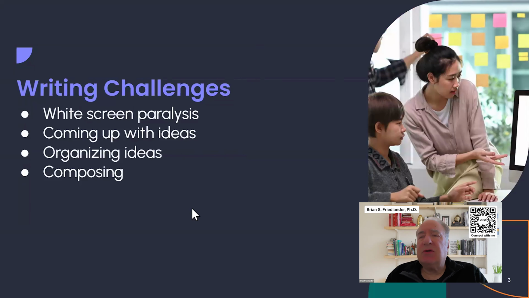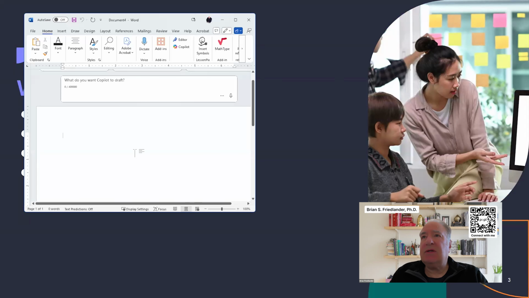Some of the challenges that students with writing challenges have are what I call white screen paralysis. White screen paralysis looks something like this. Imagine students in a college or high school level course, and they have to write a paper on a particular topic. They open up Microsoft Word, Google Docs, or even a mind mapping application, and they're just basically frozen, like deer in a headlight. They have no idea where to start.